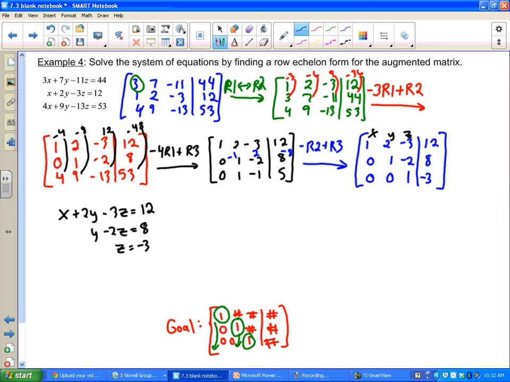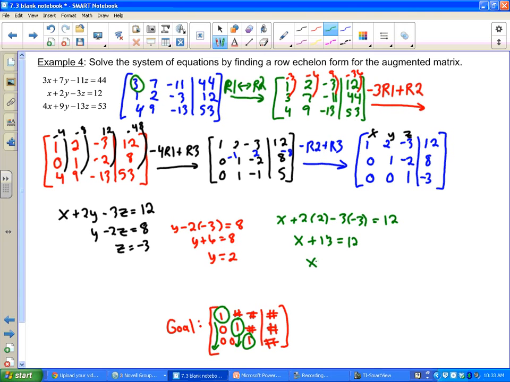So let's plug these back in to get our x and our y, because we know z is negative 3. So y minus 2 times negative 3 equals 8. That would be y plus 6 equals 8. So y equals 2. Plug y and z back into this top equation here. So x plus 2 times 2 minus 3 times negative 3 equals 12. So 4 plus 9 is 13. So I subtract the 13 from both sides and x equals negative 1. So this gives me negative 1 comma 2 comma negative 3.